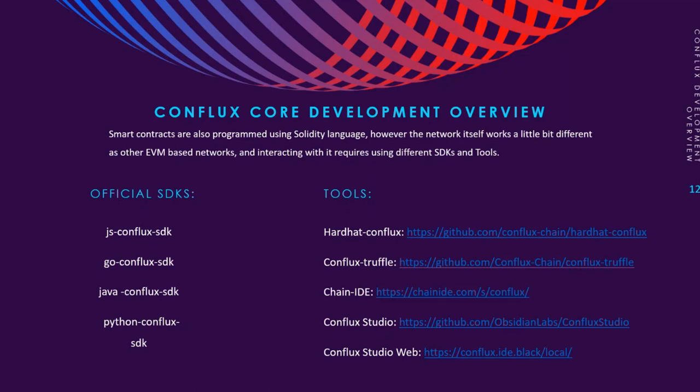Hardhat, for example, or Truffle. The standard Hardhat doesn't work for Conflux Core. It's focused on EVM compatible networks, and even if Conflux uses smart contracts written in Solidity, it's not supported by Hardhat. So Hardhat Conflux and Conflux Truffle, for example, are adaptations of the original Hardhat and the original Truffle that can support development on Conflux Core. That's a key difference.